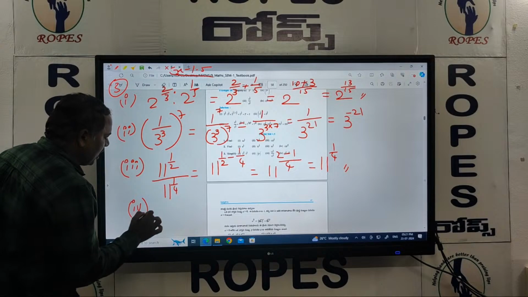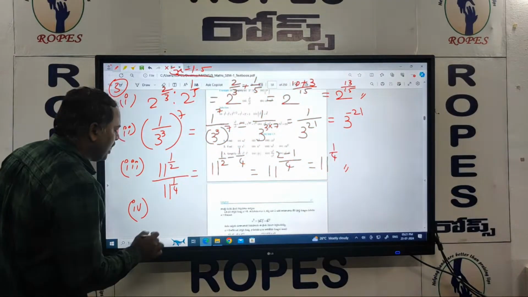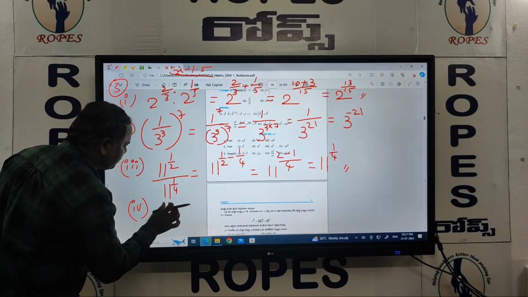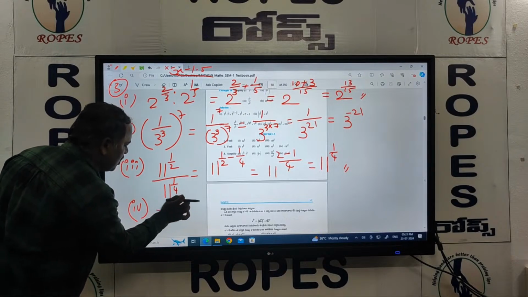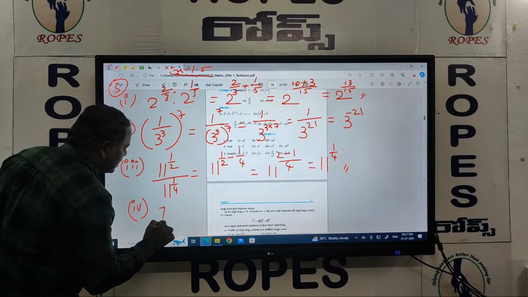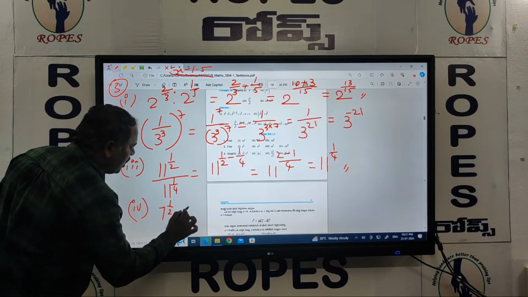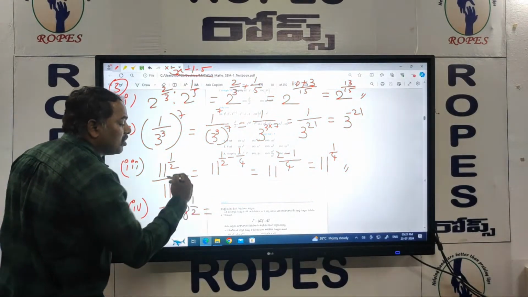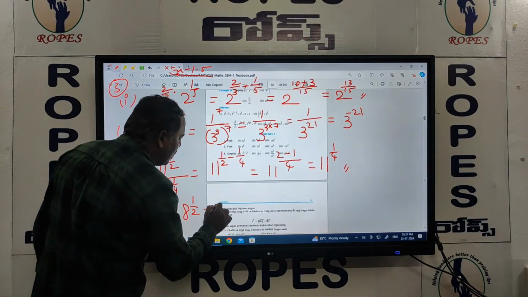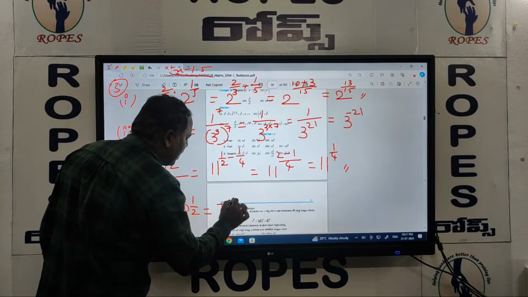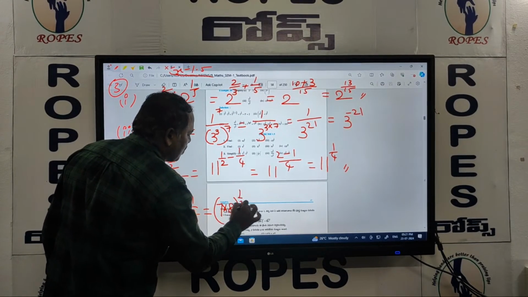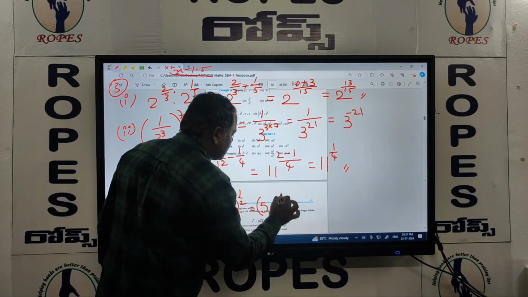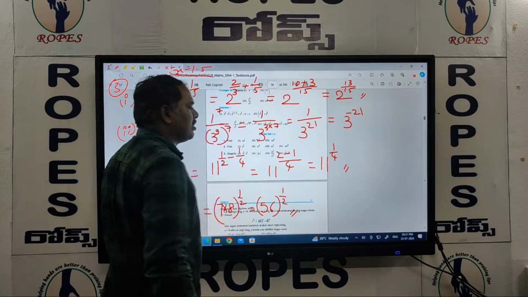Next, the last one, 7 power 1 by 2 into 8 power 1 by 2. Here 7 power 1 by 2 into 8 power 1 by 2 is equal to a power m into b power m, which is equal to (a into b) whole power m. Then we can write (7 into 8) whole power 1 by 2. 7 into 8 is nothing but 56 power 1 by 2. So this is the answer.